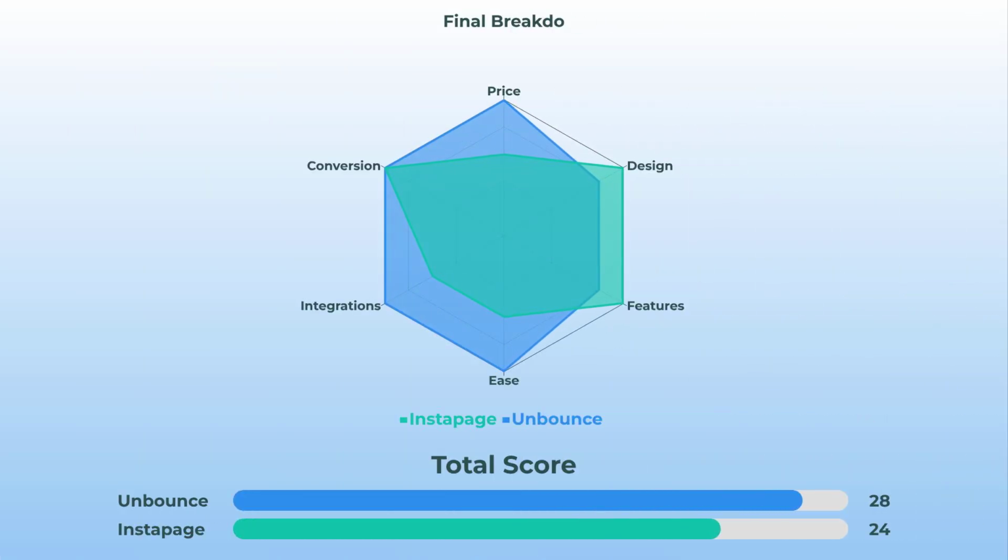So if we pop all of this on a radar chart, Unbounce really dominates price, ease of use, and integrations, while Instapage surges ahead in design and features. Both crush it when it comes to conversion tools.